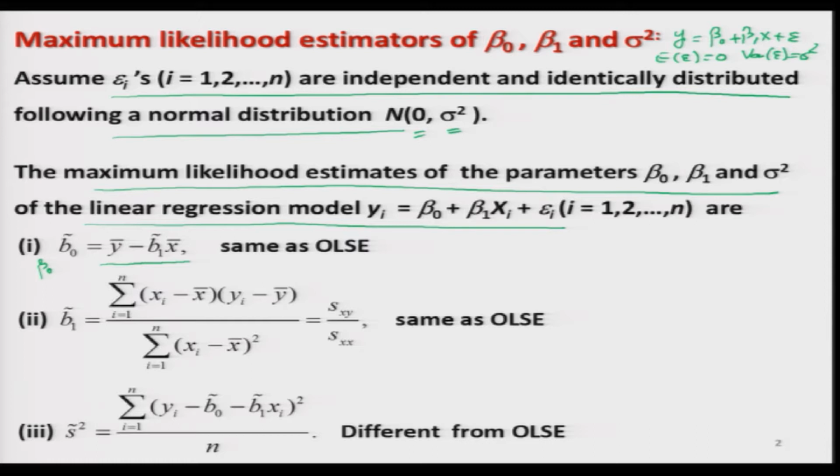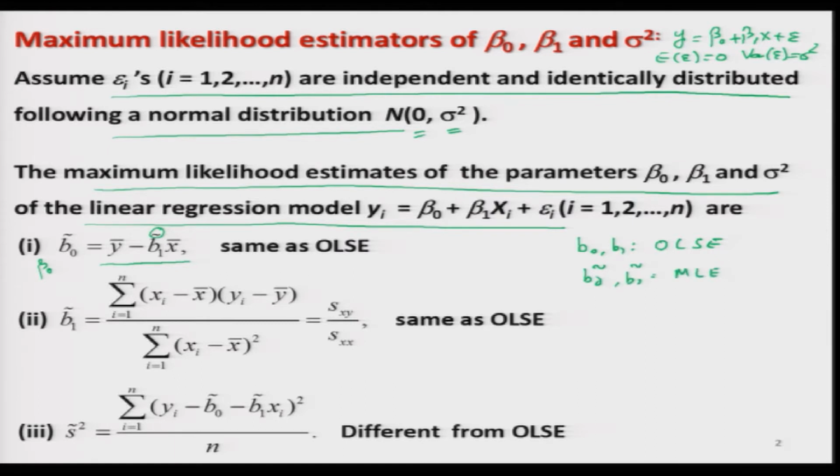So, you can see here I am using a symbol b1 tilde. That is really going to indicate that this estimator is different from b1. So, we had earlier denoted b0 and b1 for the ordinary least square estimator, and we will denote b0 tilde and b1 tilde for the maximum likelihood estimator.